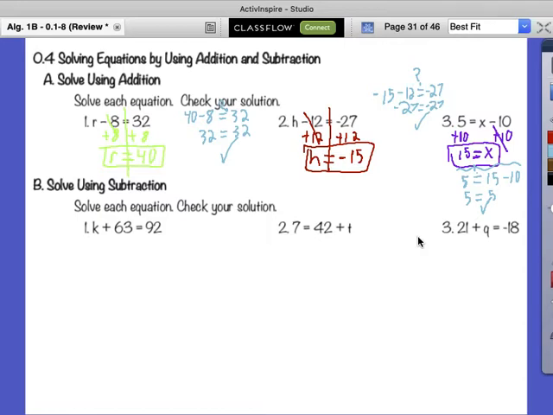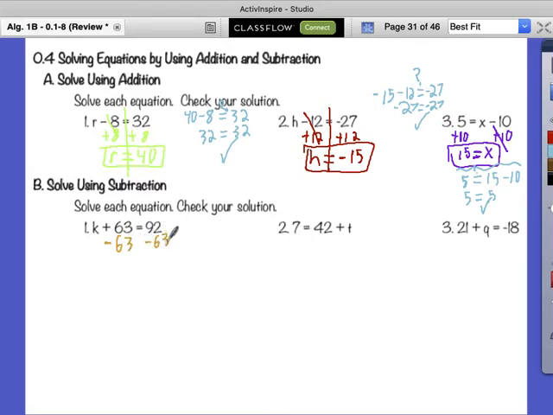All right, let's talk about this one up here. So k plus 63 equals 92. K is not by itself. We want it by itself. So how do we undo what's happening with k? How do we undo the addition of 63? Yes, gotta subtract 63. Subtraction is the opposite of addition. So we're gonna subtract 63 from both sides.